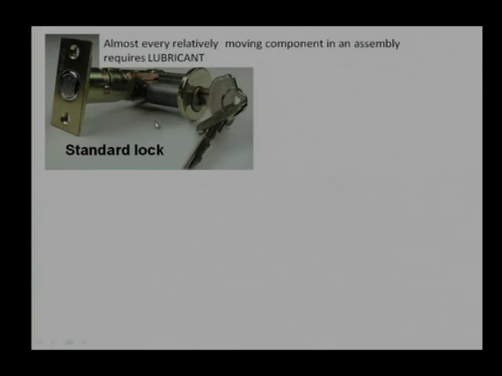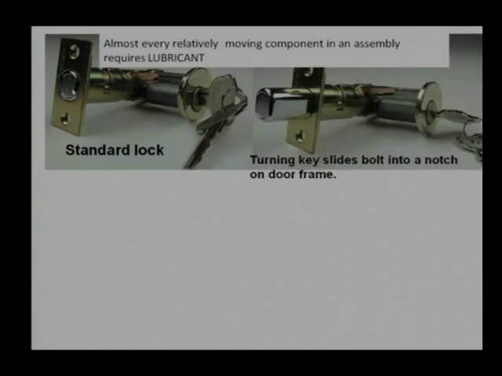You can see this picture is one of the very common examples. It is a standard lock mechanism. We have a key over here, and there will be a bolt connection having some geometry. Of course, it is not a true threaded bolt, but we can say it is a bolt because it gets engaged in the door slot and locks the door.